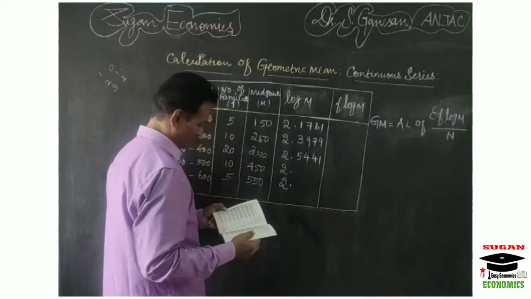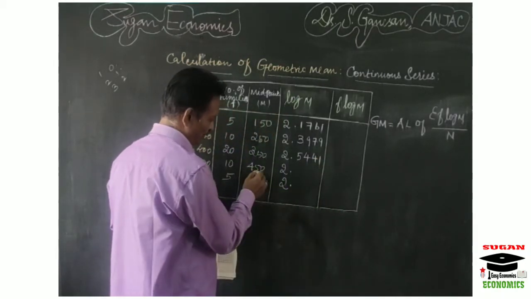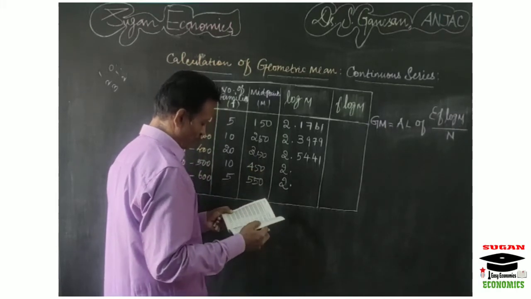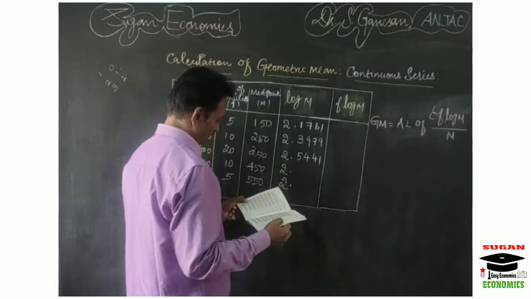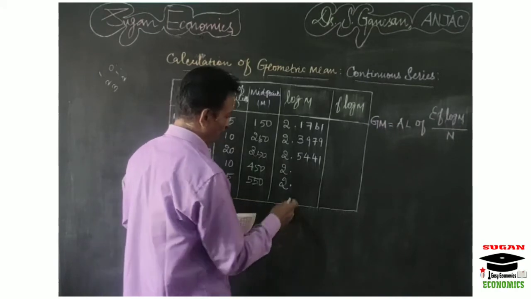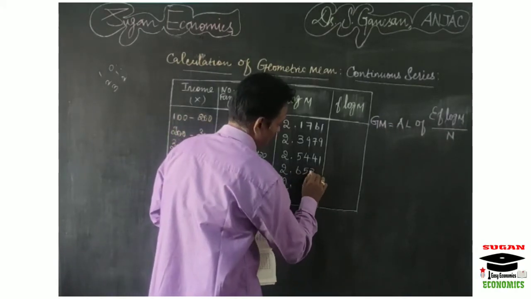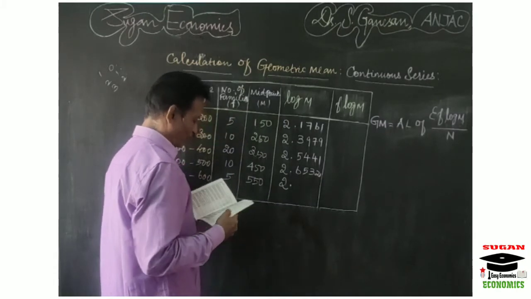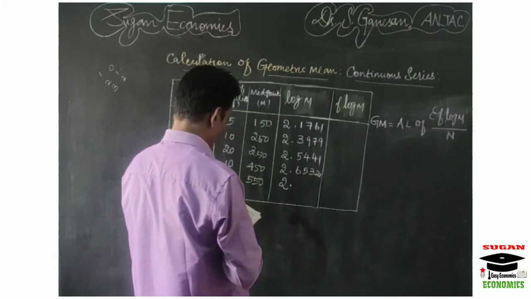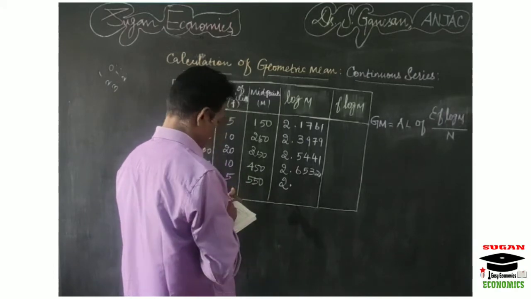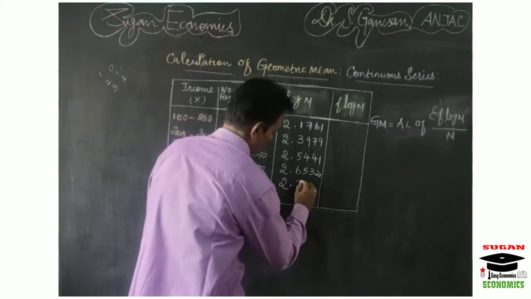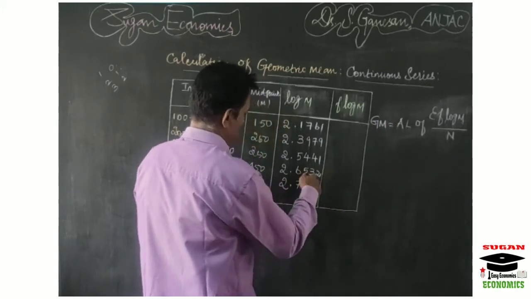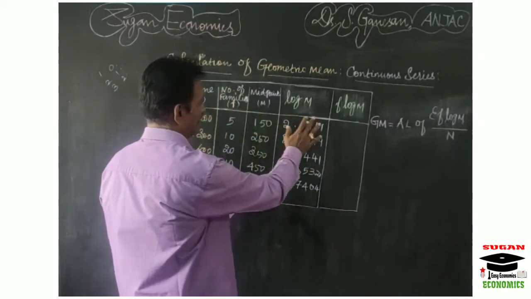Then for 450, first you take the 2-digit number, that is 45. You locate the horizontal row 45 and column 0, and the value is 6532. And for 550, you locate the horizontal row 55 and column 0, the value is 7404.